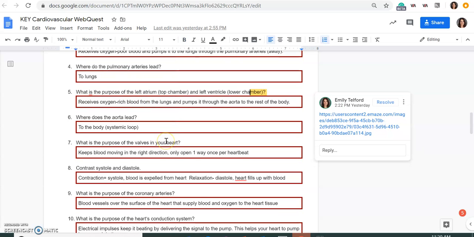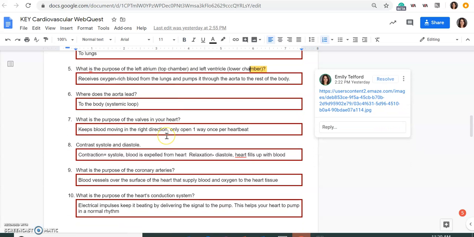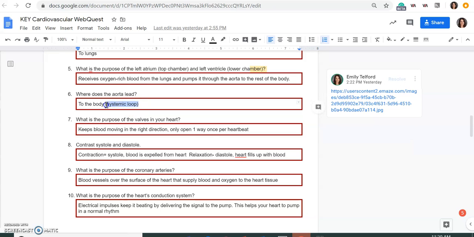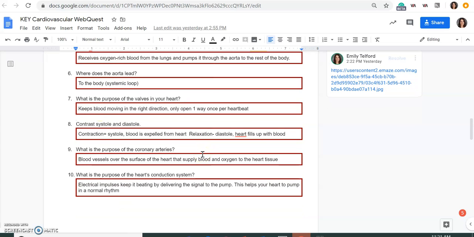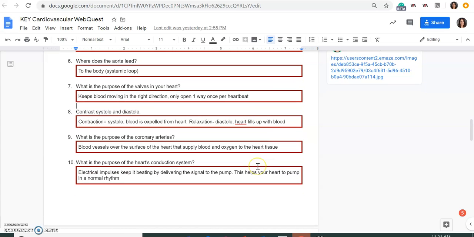Okay, the aorta leads to the body, which is referred to as the systemic loop. The purpose of the valves in the heart are to keep your blood moving in the right direction, so they only open one way once per heartbeat. Systole and diastole. So contraction is systole. This is when the blood is expelled from your heart. Relaxation is diastole, and this is when the heart fills up with blood.